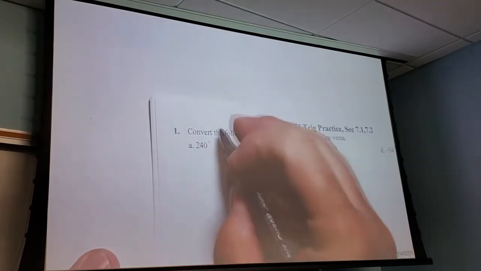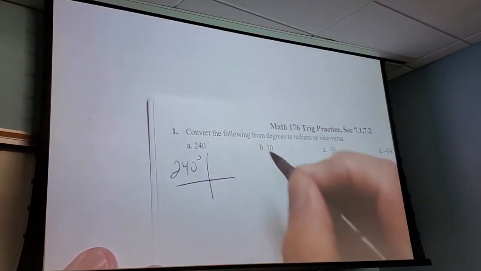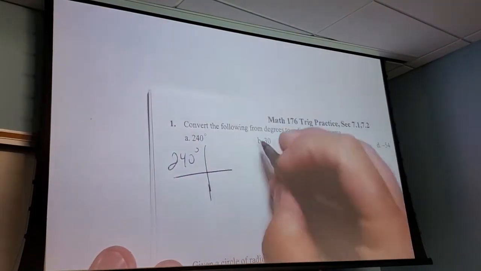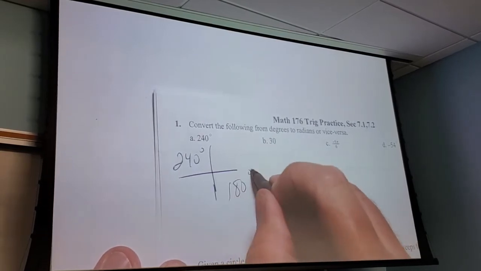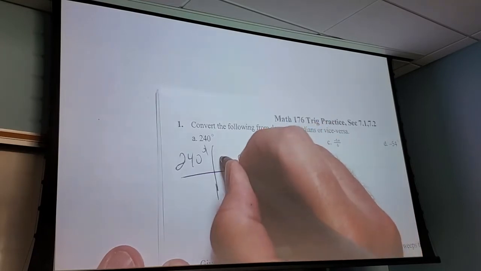So 240 degrees. How do I set that up to convert it to radians? What do I put on the bottom here? Yeah, because I want the degrees to die. So on the top's got to go how many radians? Pi. Cool.